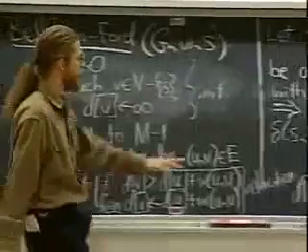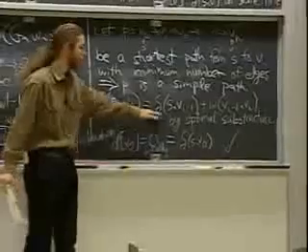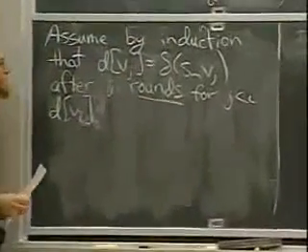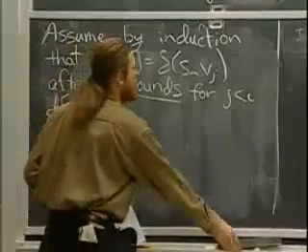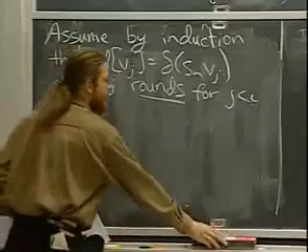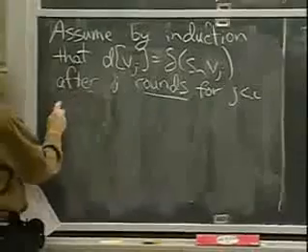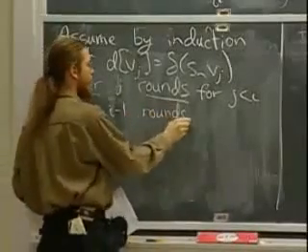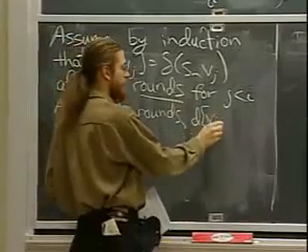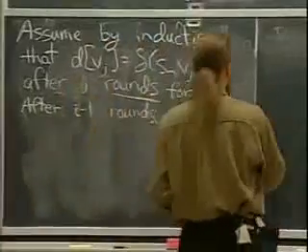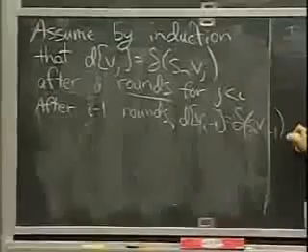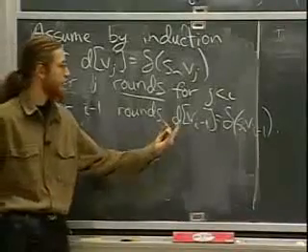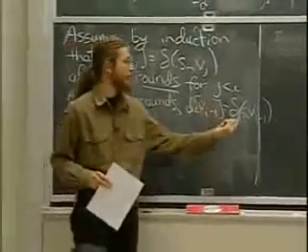Okay, so we have some relation between i and i minus 1 here in terms of the deltas. And so we want to argue something about the d values. Let's think about what's going on here. We know that, let's say, after i minus 1 rounds, we have this inductive hypothesis, D of V(i minus 1) equals delta of S, V(i minus 1). And we want to conclude that after i rounds, so we have one more round to do this, D of Vi has the right answer, delta of S comma Vi.